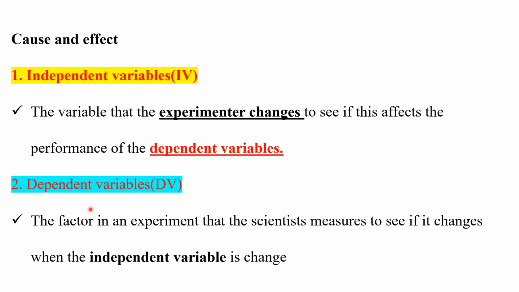the dependent variable. These dependent variables are factors in an experiment that scientists measure to see if they change when independent variables change. We see it changes when independent variables change. This is about cause and effects, comparing these two things. If the independent variable is good productive, the dependent variable is less than the independent variable. We see the changes between these two things.